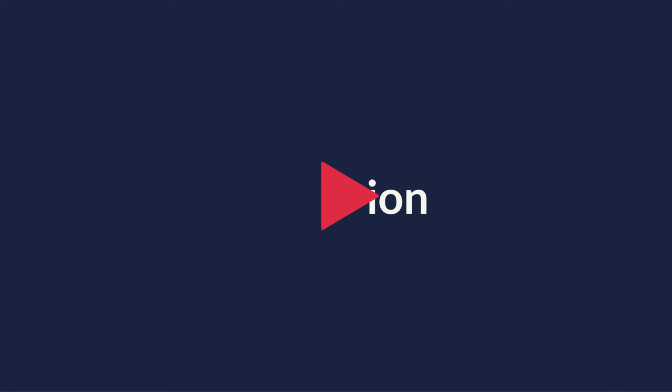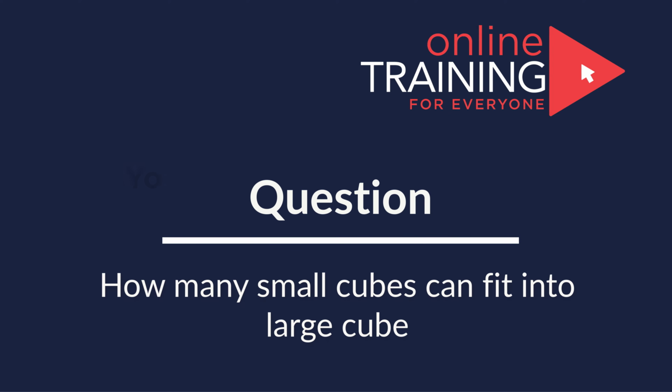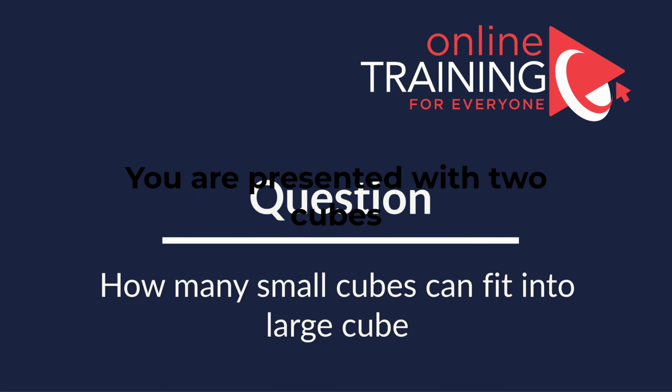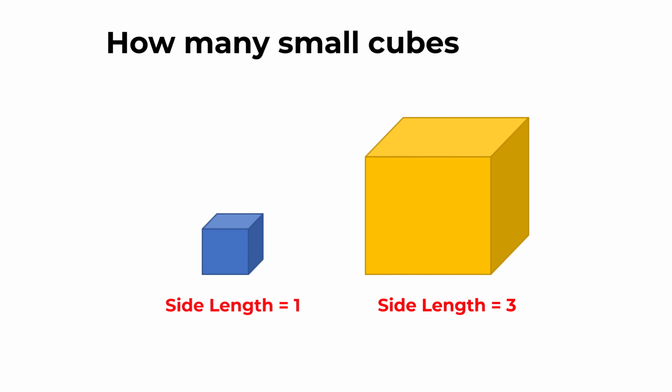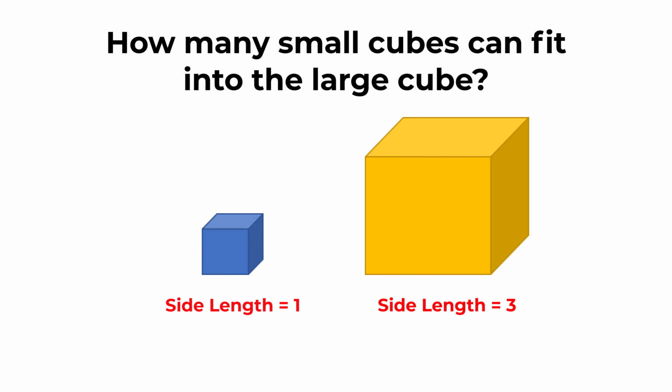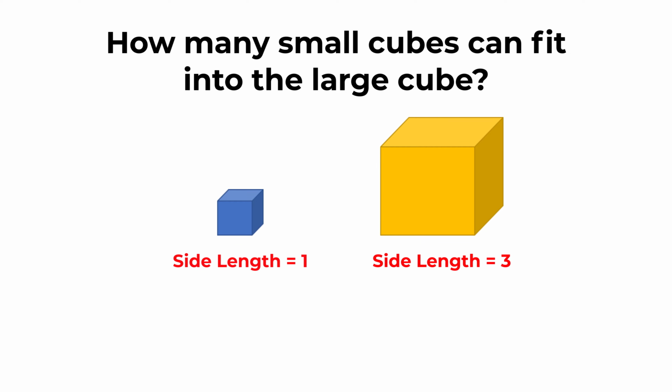Here's a cool question which you frequently see on the test. You're presented with 2 cubes. One cube has side length equal to 1 unit, and the second cube is a larger cube and it has side length equal to 3 units. So the question is, how many small cubes can fit into the large cube? And you have 4 different choices. Choice A, 9. Choice B, 18. Choice C, 27. And choice D, 81.